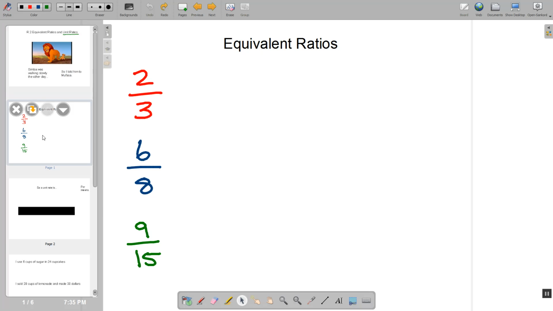So the first thing I want to do is just review what equivalent ratios means. If we break these two words down, equivalent means equal, and then ratios, they are a lot of different things, but the most common description of a ratio is just a fraction. So if we are asking for, give us 3 equivalent ratios, then we are just asking for 3 equal fractions.